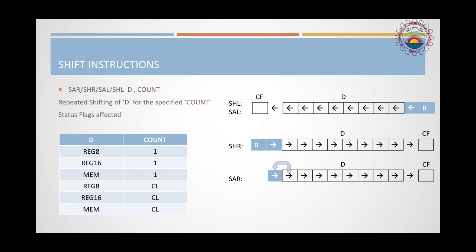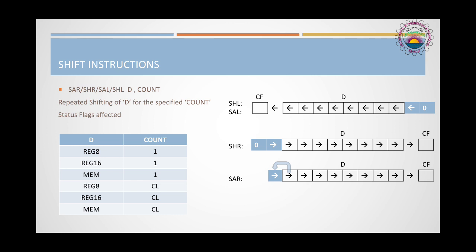In case of arithmetic right shift, no 0 will be inserted in the MSB, and the MSB will be maintained, and right shifting will be performed. The LSB of D will be moving into the carry flag. So that is the operation.